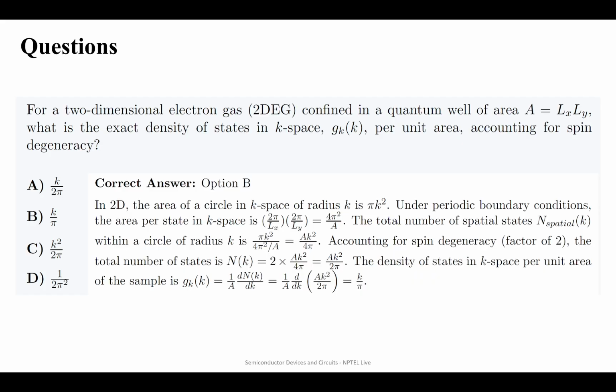The answer to this would be k by π. So in 2D, the area of a circle in k space of radius k is πk square. Under periodic boundary conditions, the area per state in k space is 2π by Lx, 2π by Ly, 4π square by A. So the total number of spatial states within a radius k is Ak square by 4π. And for spin degeneracy, it will become Ak square by 2π. And when you go for per unit area, it becomes 1 by A dN by dk, which is k by π.